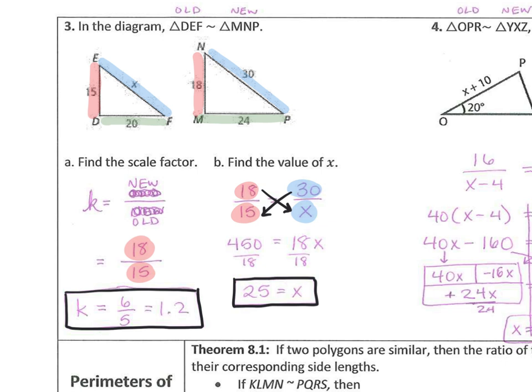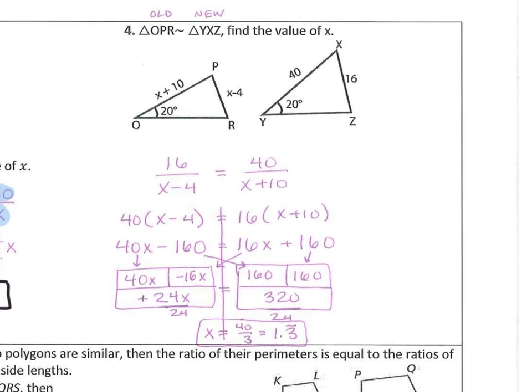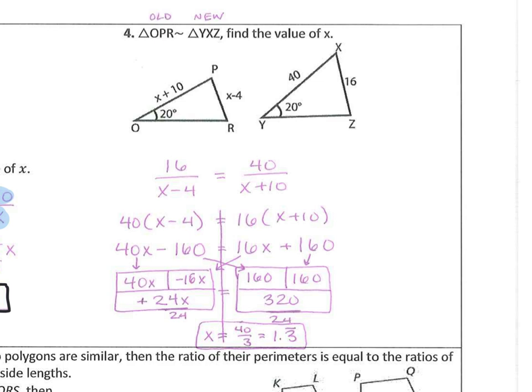Okay. On number 4, it's a similar question, but it's a little bit more complicated. Let's start by just understanding which sides are connected together. So it says OPR is similar to YXZ. If I go from O to P, let's use a highlighter, Miss Quigley, O to P is the same as Y to Z. P to R, X to Z. R to O, Z to Y. So now I know which ones are going to be similar to each other.